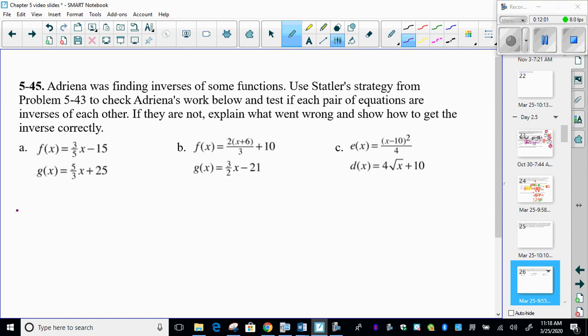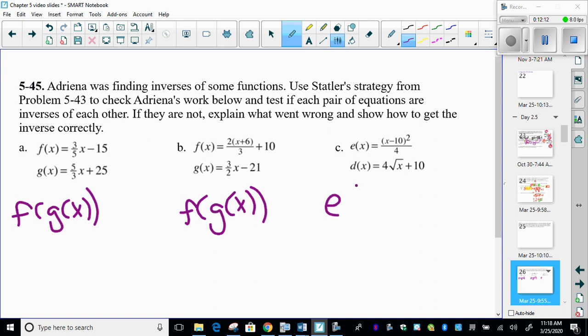I'm going to have you do f of g of x for the first one. And let's also do that for the second one. And for the third one, let's do e of d of x. Again, just important for our notation for our numbers, because the one that is not a function will end up giving us a different output function in the end.